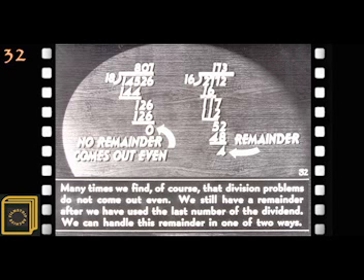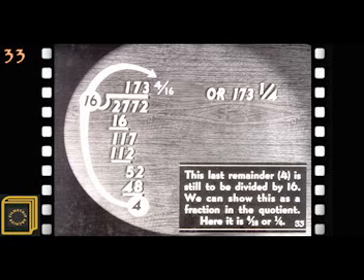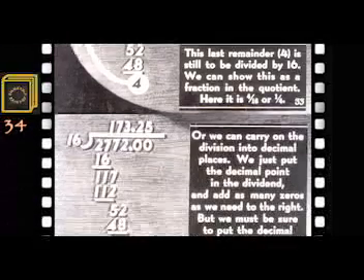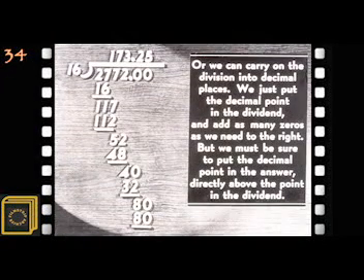We can handle this remainder in one of two ways. This last remainder, 4, is still to be divided by 16. We can show this as a fraction of the quotient. Here it is, 4/16, or 1/4. Or we can carry on the division into decimal places. We just put the decimal point in the dividend and add as many zeros as we need to the right. But we must be sure to put the decimal point in the answer directly above the point in the dividend.